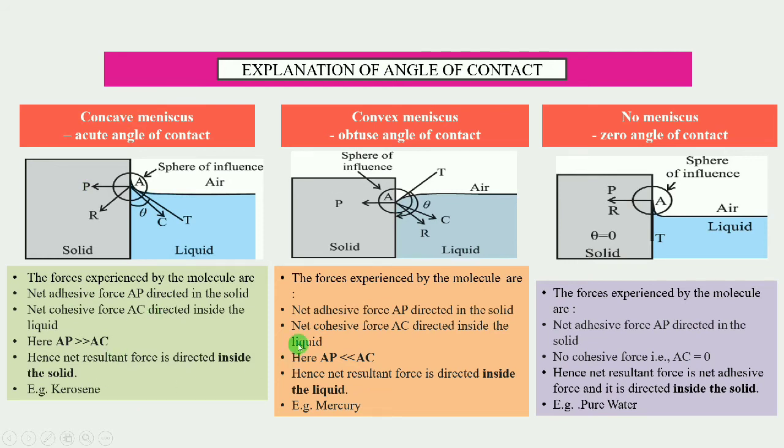Okay, similarly, the third type you can consider is a type of liquid which does not wet the solid, which is not coming in contact with the solid. For example, you can consider mercury. So mercury is the type of liquid which does not come in contact with the solid.